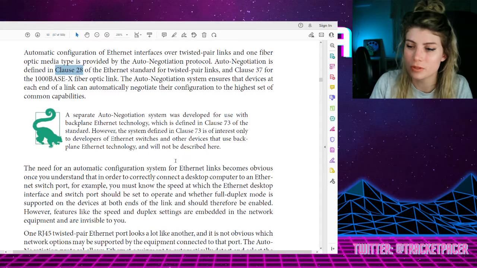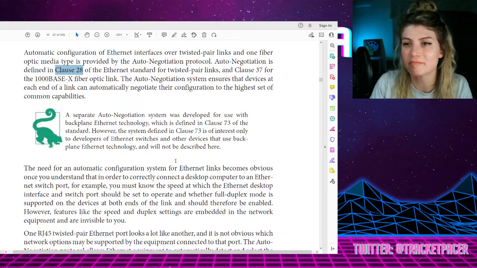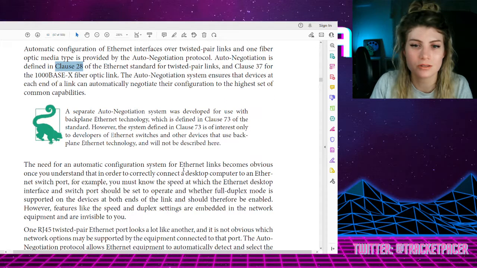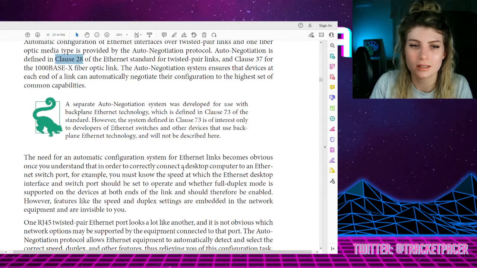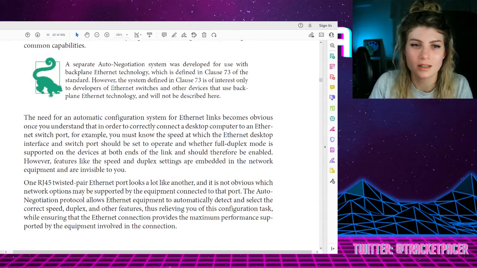Cat 6 works for most up to 100 meters at 10 gig. Yeah, Cat 6 is good. Cat 6 knows what it's doing. The 6th cat. All right, here we go.